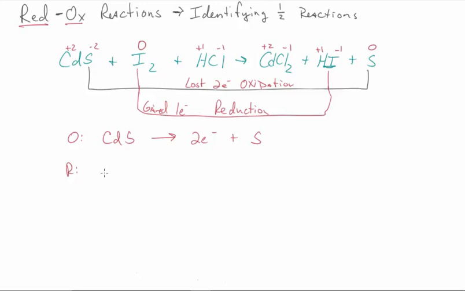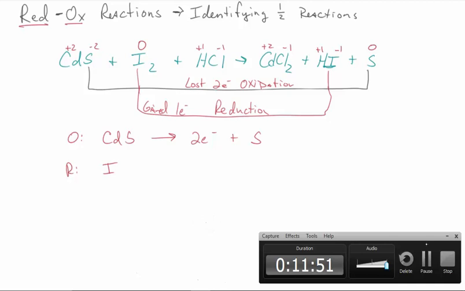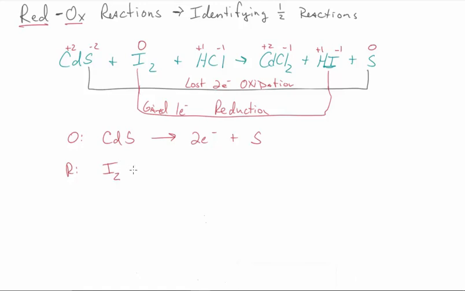And then your reduction, I'm going to write I2. So I2 going to, and this is a reduction, so I'm going to gain an electron and going to I-. Now in this particular case, again, this will be 2 electrons because I end up doing that twice. All right, because I have to get rid of both of those iodines.